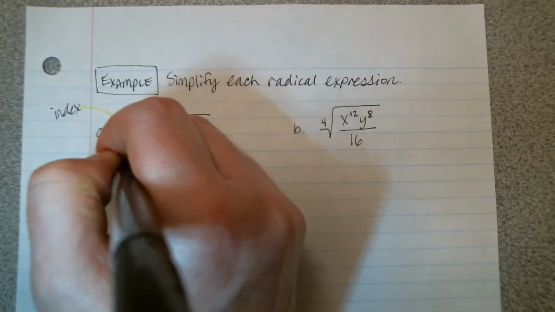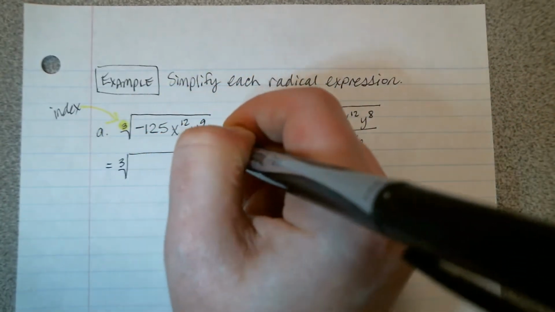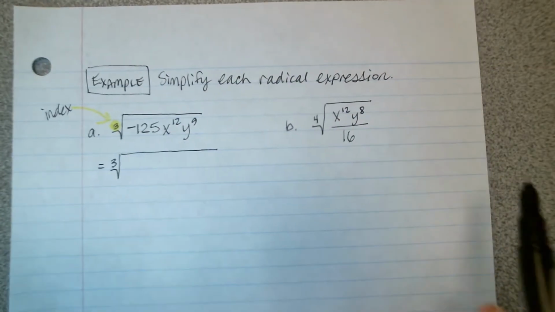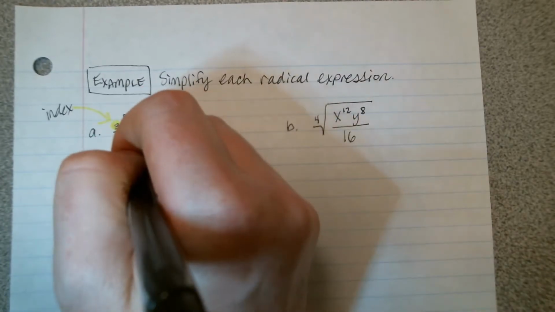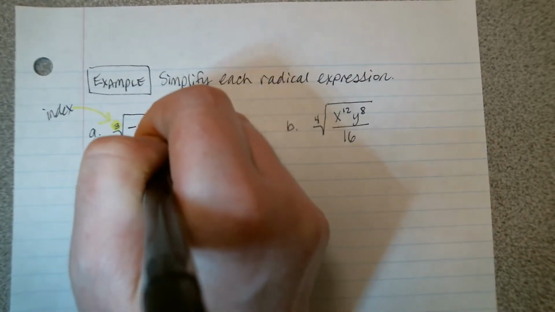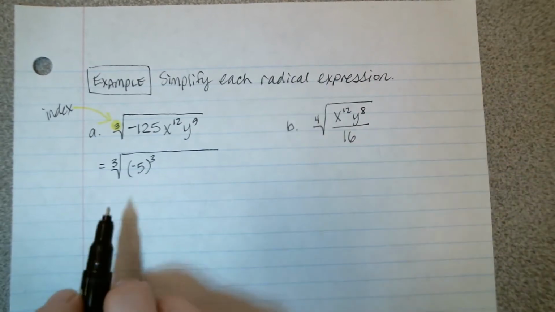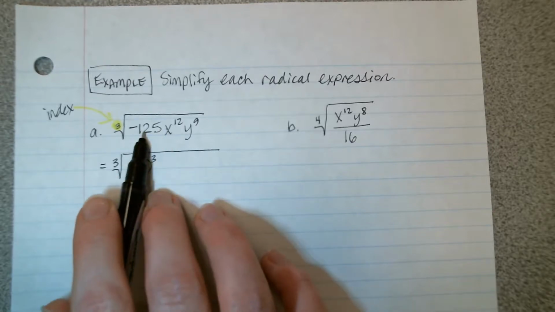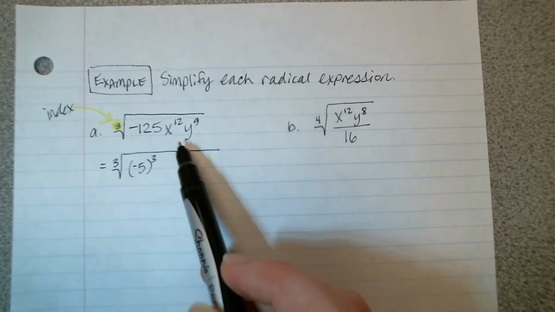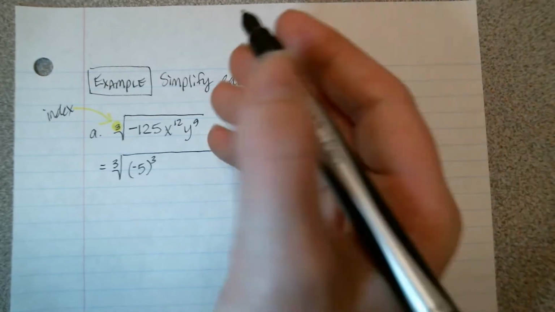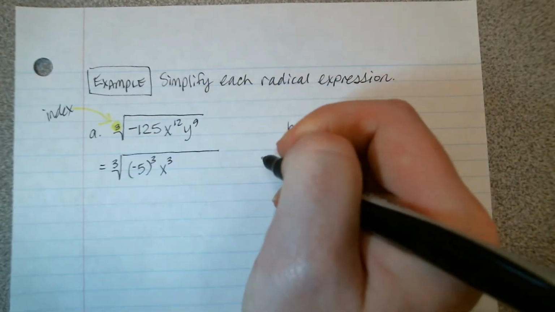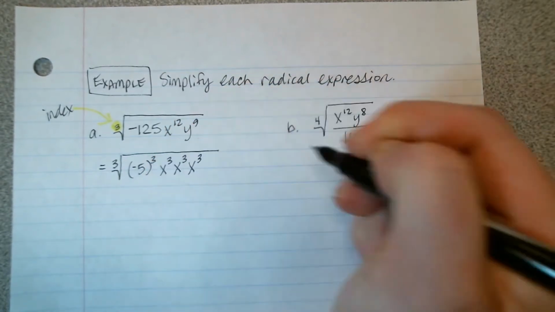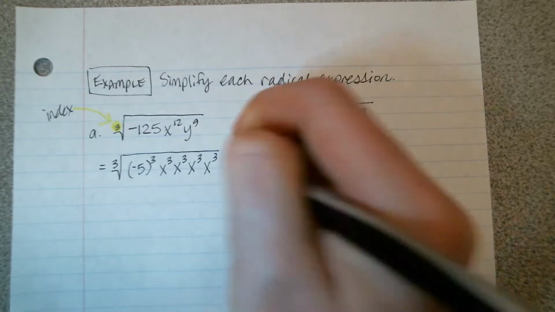So inside of this radical, do not lose that, do not drop it, it is still there. So negative 125 is negative 5 cubed. Again, notice the use of parentheses, really important. It's negative 5 times negative 5 times negative 5, which gets you this number right here. And then x to the 12th is x cubed times x cubed times x cubed times x cubed.